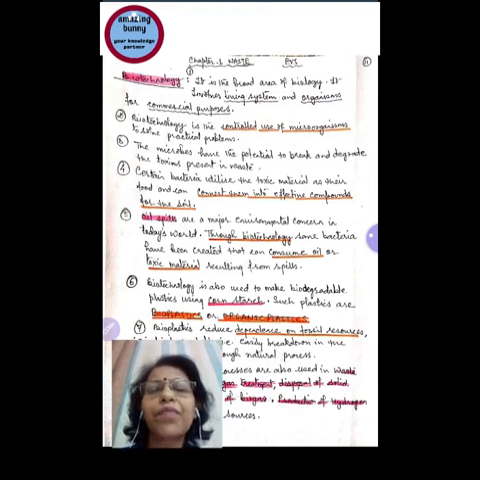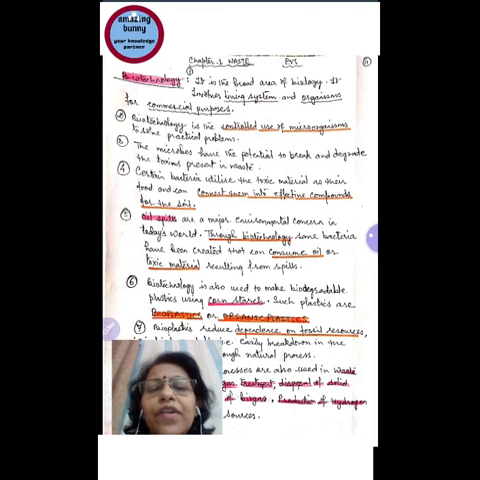The microbes, or microorganisms, have the capacity to break down and degrade the toxins present in waste. You must know that a lot of toxins are present in waste material or garbage. The microbes have the capacity to break the toxins present in the waste, and they degrade them. Certain bacteria utilize the toxic material as their food, and they convert the toxins into a usable form, which can enhance the fertility of the soil and add some nutrients to the soil.